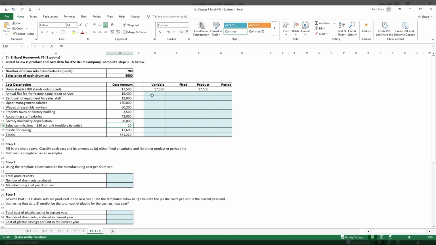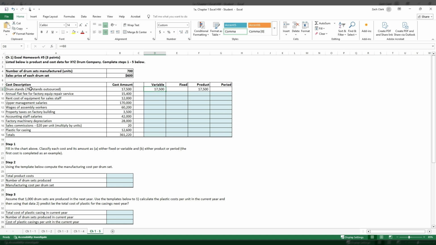Okay, so the first row here is filled out. What we're going to do in step 1 is fill in the chart above, classifying each cost and its amount as either fixed or variable, and then either a product or period cost. The first cost is completed as an example.